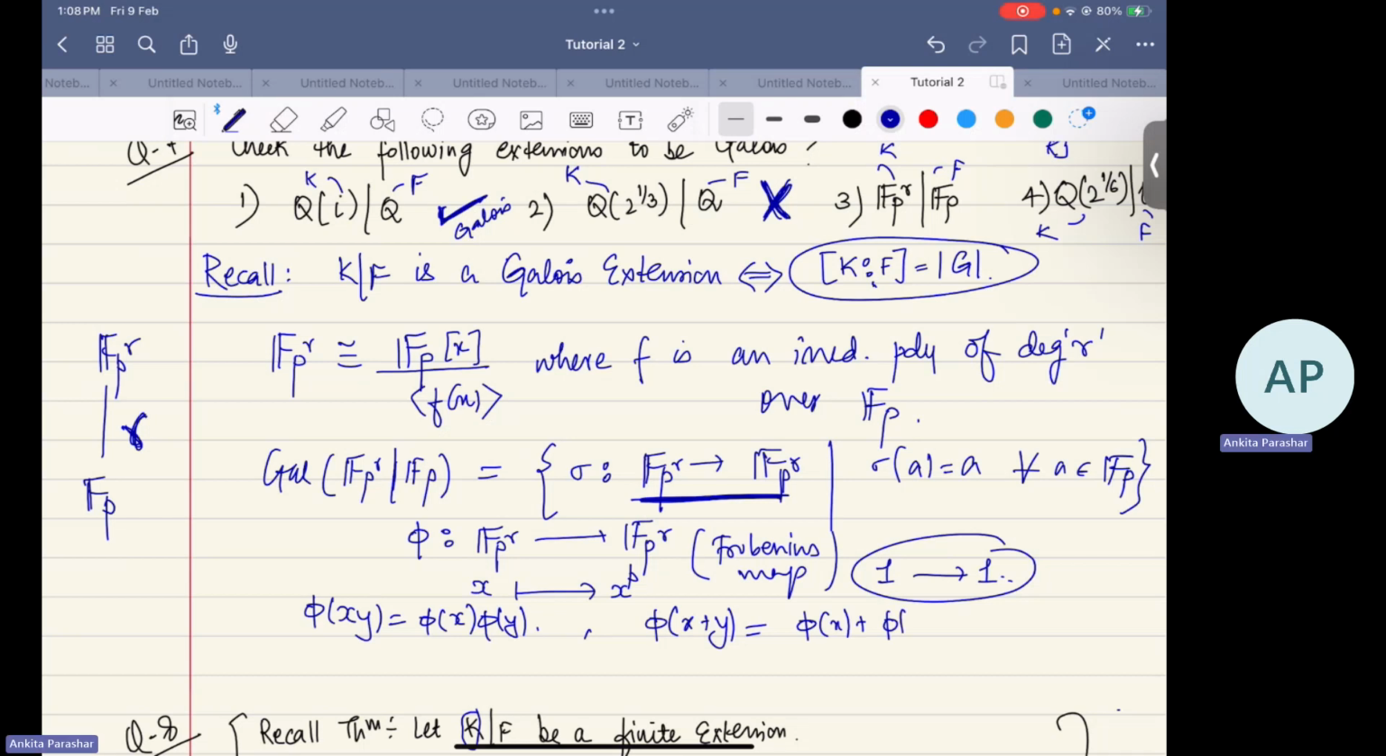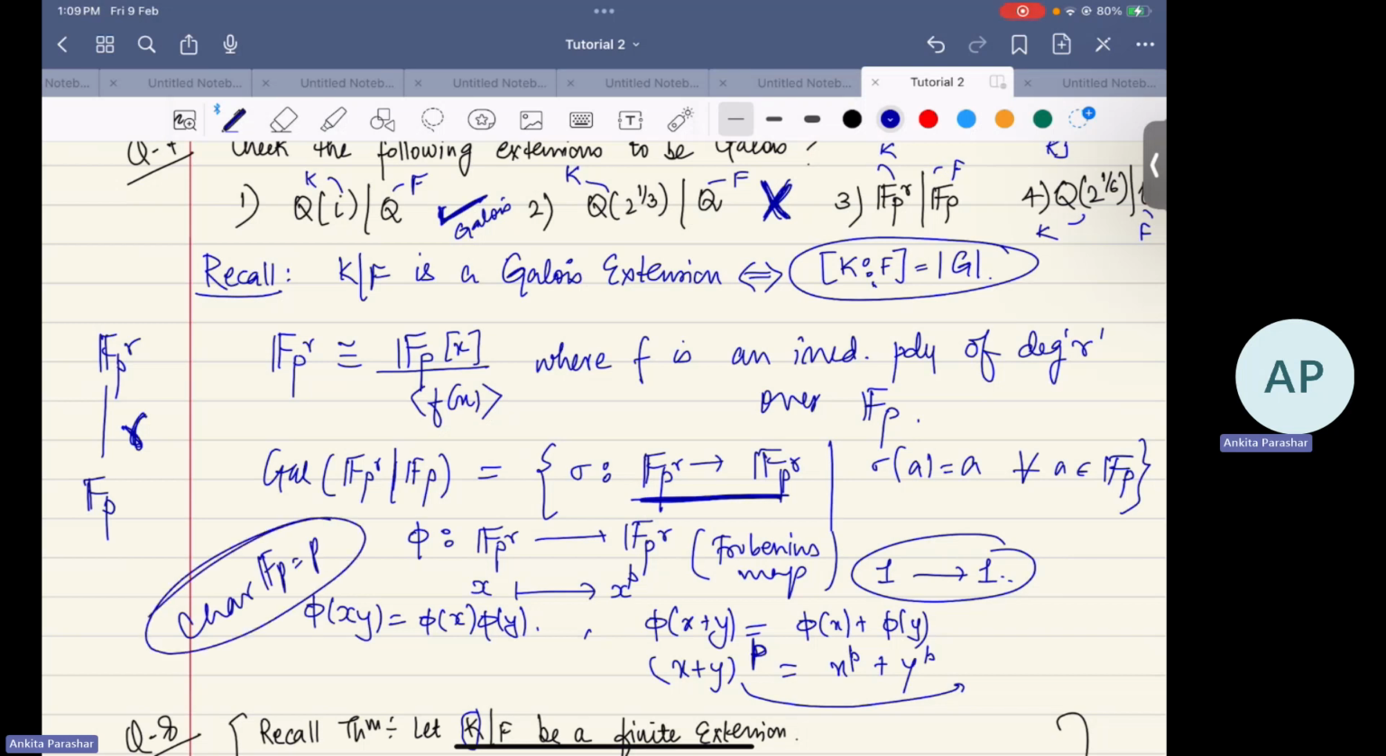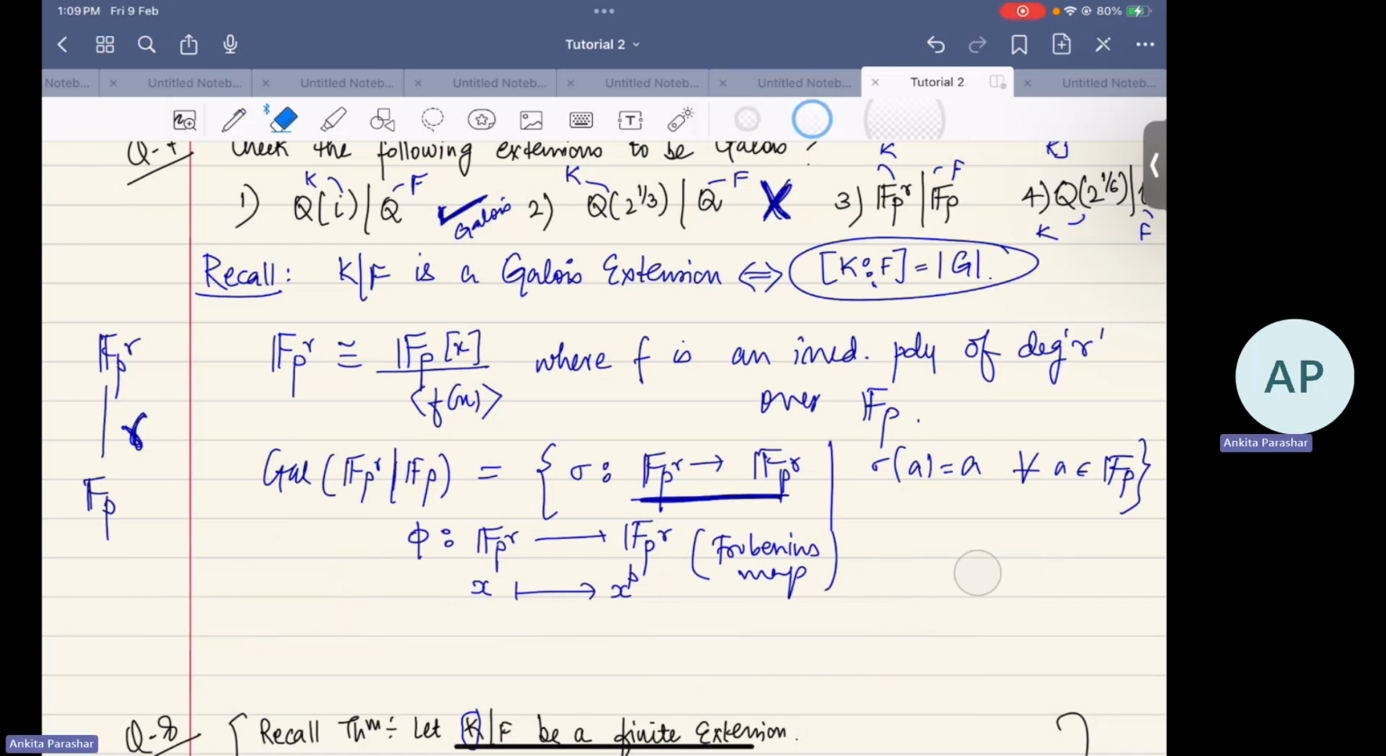Why? Because (x + y)^p is x^p + y^p, because when you expand this by binomial expansion, you have x^p, then p times everything, plus y^p. Whatever they have, the characteristic of your field is p, therefore all these middle components become zero. Right. So the important fact is that the characteristic of F_p is p. So indeed, this is a field homomorphism.